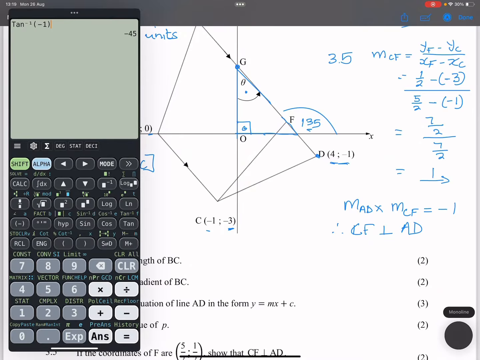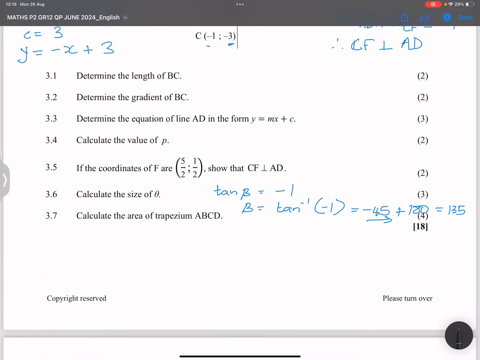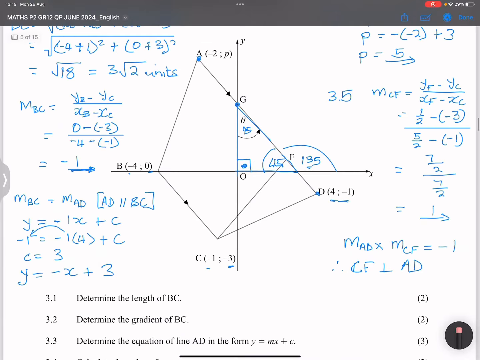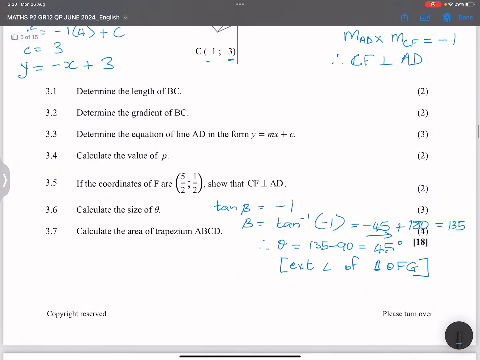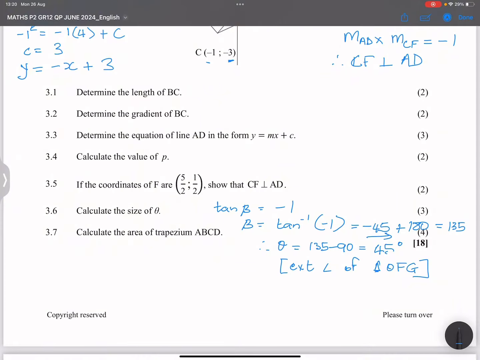Alternatively, what you could have done is, you already know that this angle here is 45 degrees, right? So that already tells you that if this is 90 and that's 45, then theta is also going to be 45 degrees. So angle theta is 135 minus 90, which is equal to 45 degrees. And you can say that this is the exterior angle of a triangle. Remember that the exterior angle of a triangle, or rather let me specify which triangle I was referring to, that would be triangle OFG.